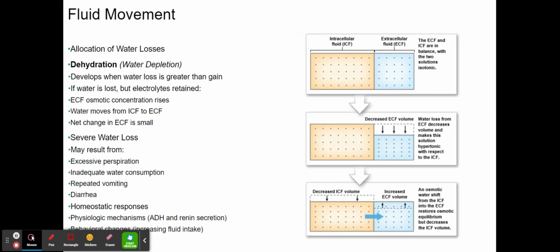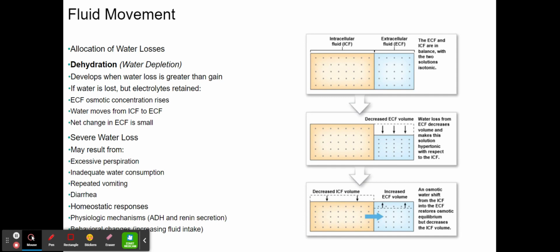Dehydration, or water depletion, develops when water losses outpace water gains. When you lose water but retain electrolytes, the osmotic concentration of the ECF increases. Osmosis then moves water out of the ICF and into the ECF until the two solutions are again isotonic. At that point, both the ECF and the ICF are somewhat more concentrated than normal, and both volumes are lower than they were before the fluid loss. Because the ICF has about twice the functional volume of the ECF, the net change in the ICF is small.